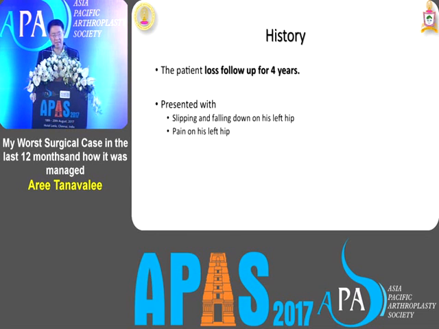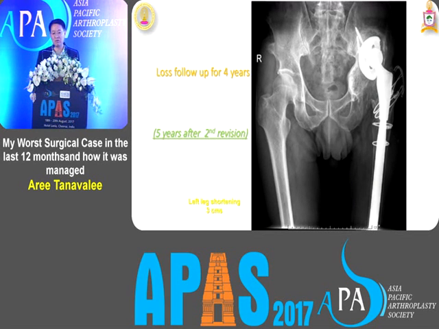Then he presented with slipping, falling down, and pain in the left hip. The pain was so severe that he could not walk. But when we saw the X-ray, it looked quite worse than what he said, a simple fall, because you can see the cup migrated and the screw broken, as you see here. Now the bone defect, though this time we didn't do the CT scan, I would say should be at least 3A for the Paprosky classification.